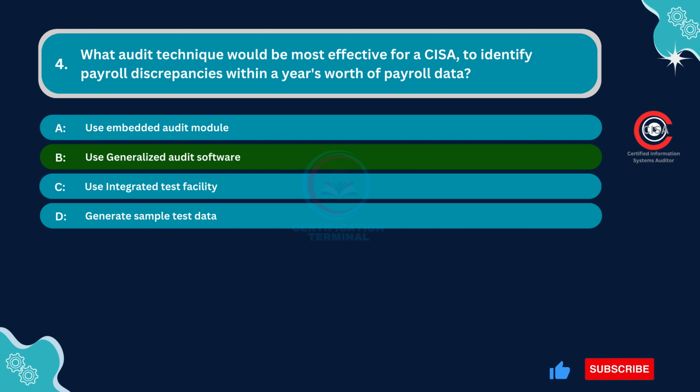Use generalized audit software. Generalized audit software, often abbreviated as GAS, allows auditors to perform various audit tasks, including analyzing large volumes of data efficiently. It can be used to extract, analyze, and compare payroll data to identify overpayments accurately.